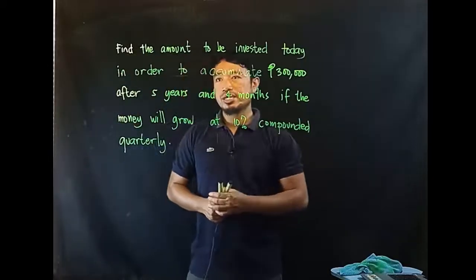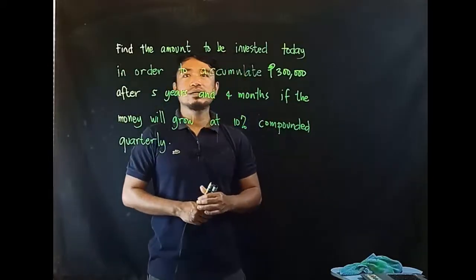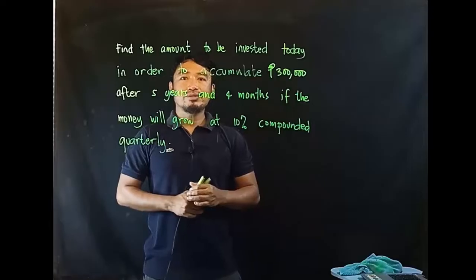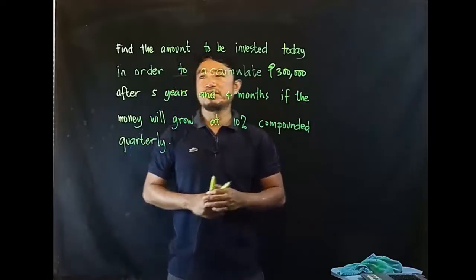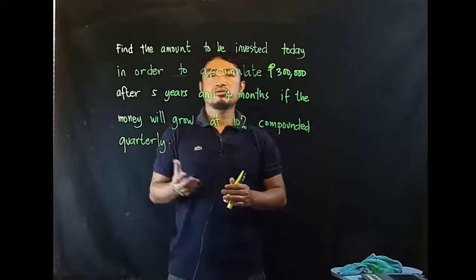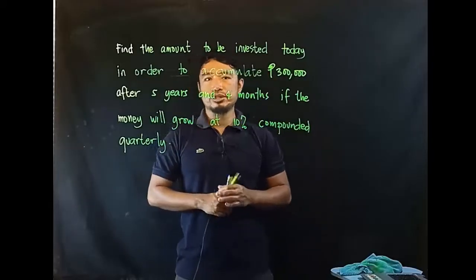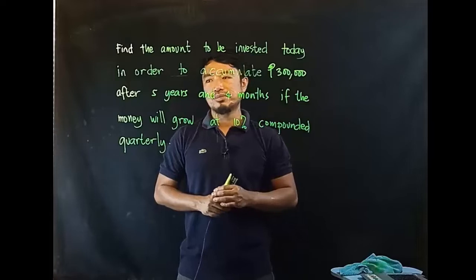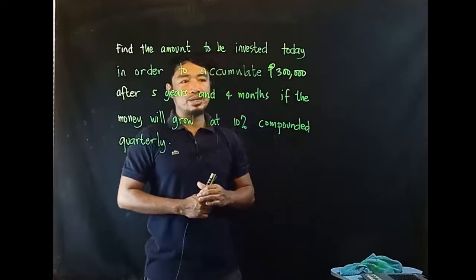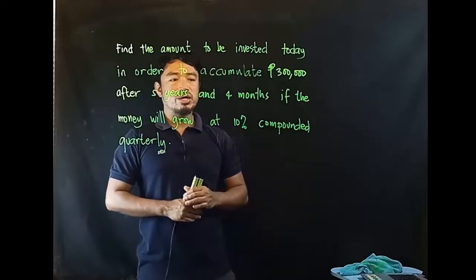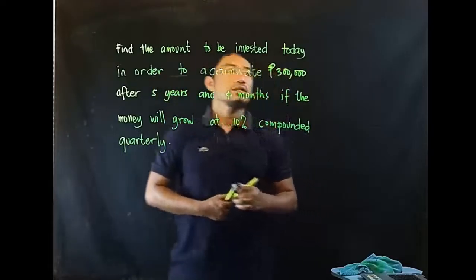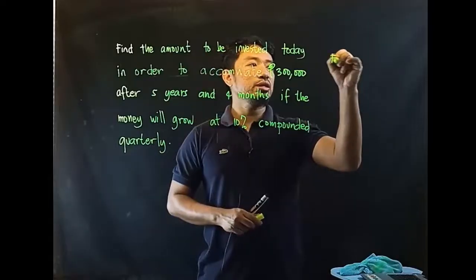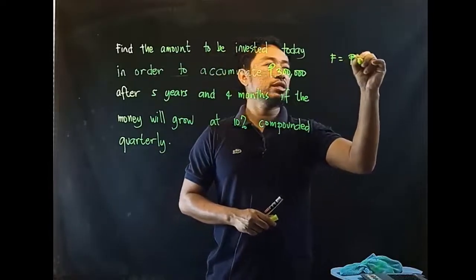There are also cases in finding the present value where n is not a whole number. So this is an example of that. Find the amount to be invested today in order to accumulate 300,000 pesos after 5 years and 4 months if the money will grow at 10% compounded quarterly. So our future value is 300,000.